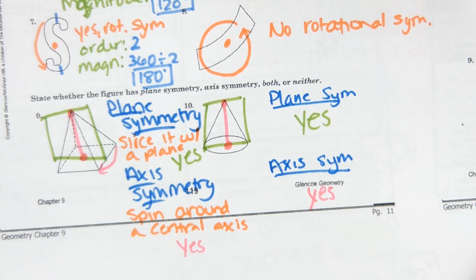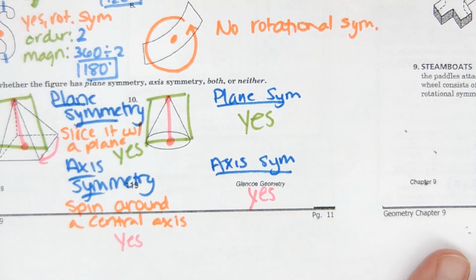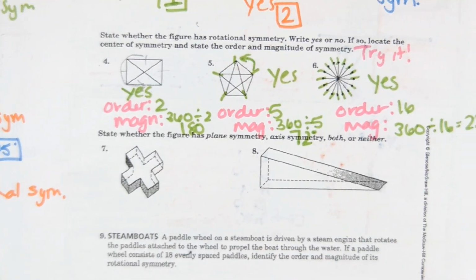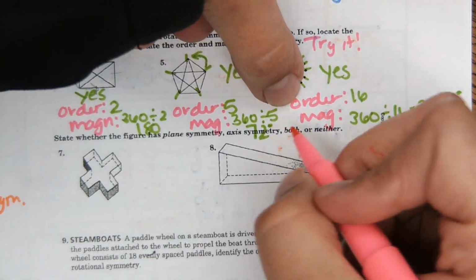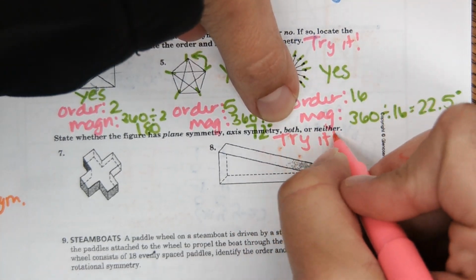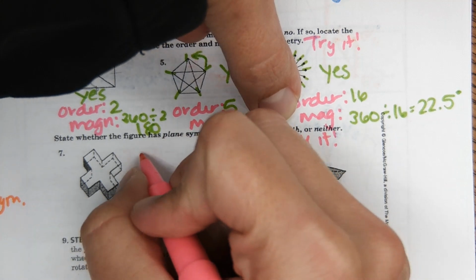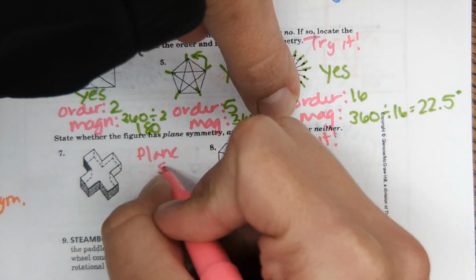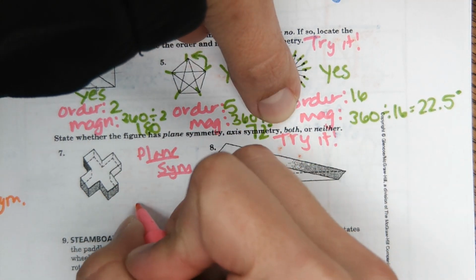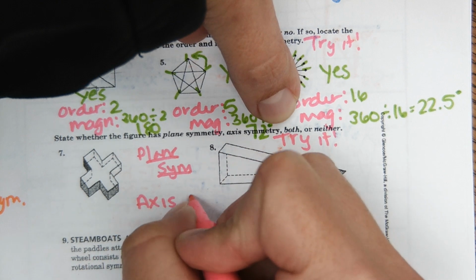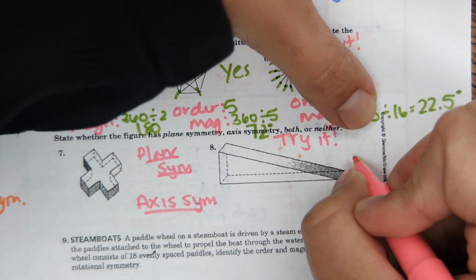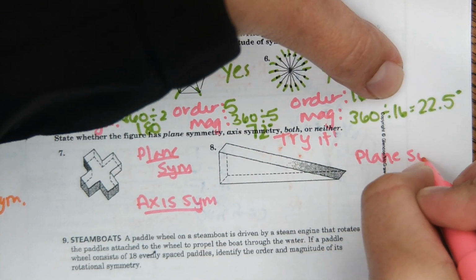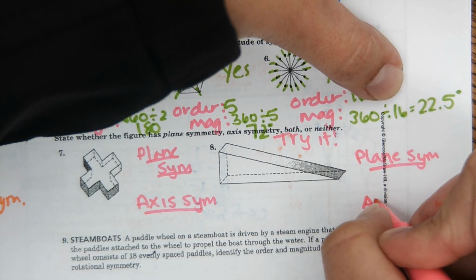Okay, and then on the other side, we're going to try it. Got it all down. Okay, then over here is where you're going to try it. So does it have plane symmetry? And does it have axis symmetry?